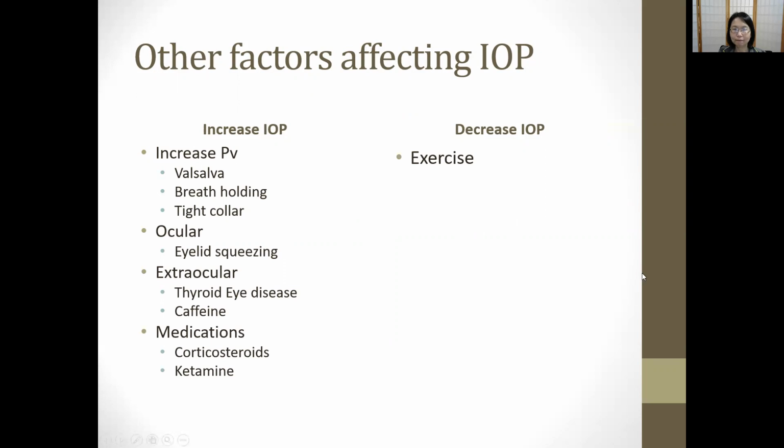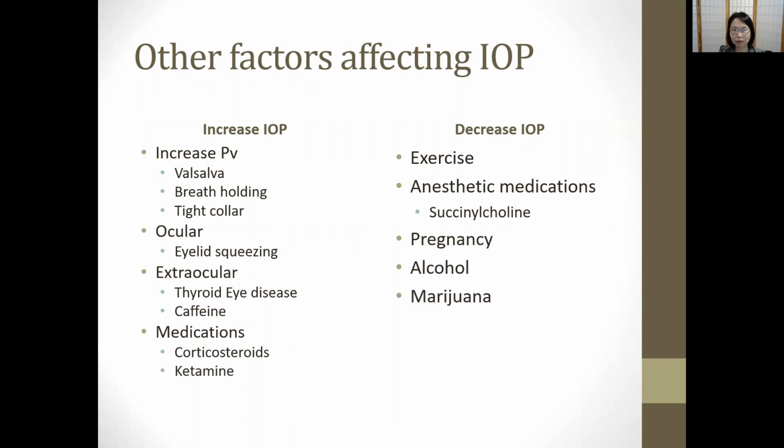Factors that can lower IOP include exercise, anesthetics such as succinylcholine, pregnancy, alcohol, marijuana. As you know, a lot of patients have been asking about the use of marijuana for IOP lowering. At this point, we have not found this to be a consistently lowering methodology that is safer than the glaucoma medications, and hence the American Glaucoma Society is not recommending prescription of CBD for glaucoma.